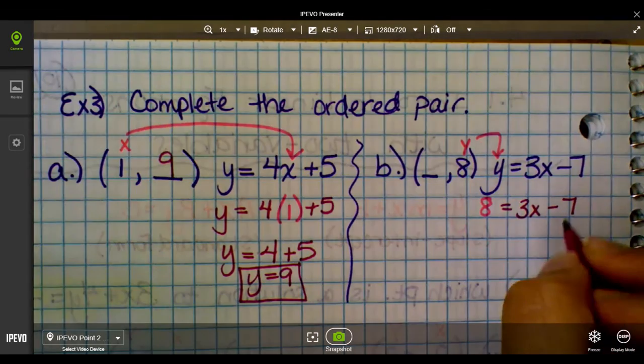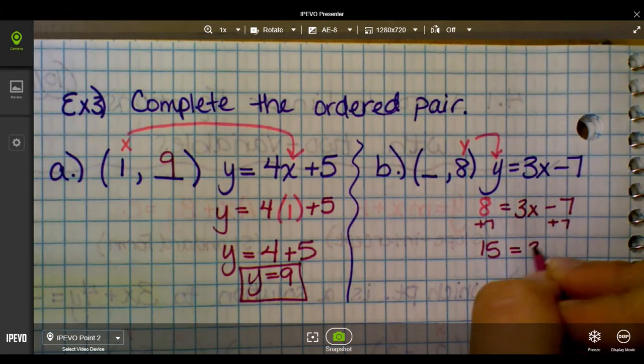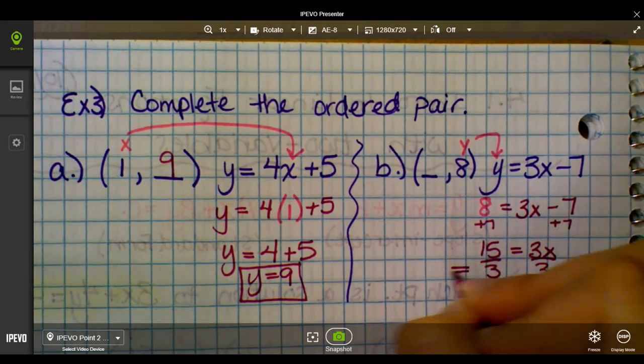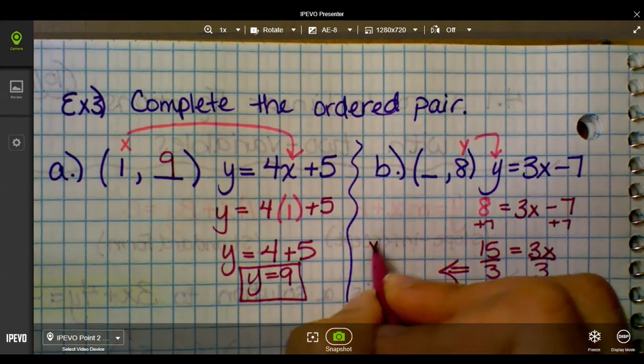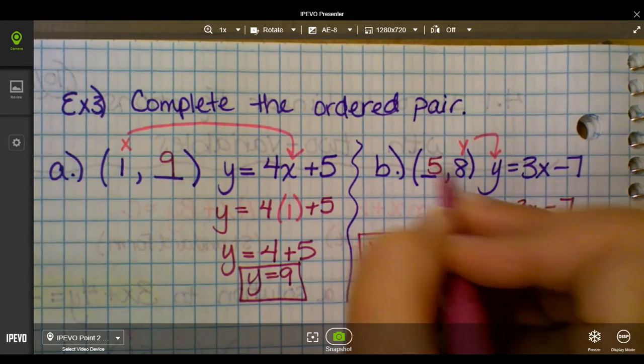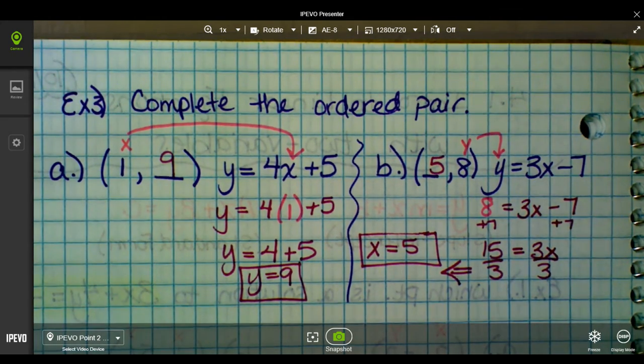It's just a two-step equation. So add your 7, 15 equals 3x. Divide by 3. Just going to write it over here. And then x equals 5. So then my ordered pair would just be 5, 8. Okay, so that's how you complete your ordered pair.